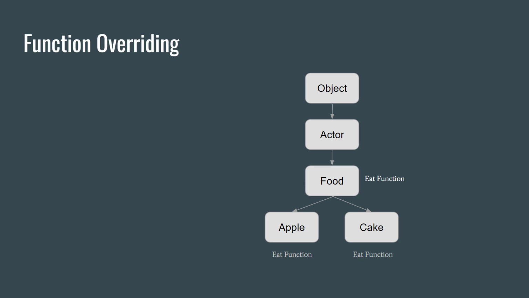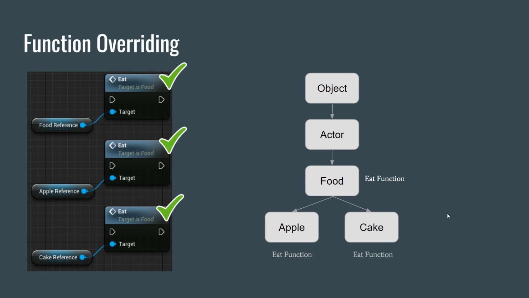And then you can also do the same thing for functions. So for example, we could add an eat function to the food class or the food blueprint, and then the apple and the cake would inherit that function as well. So what I mean by this is that, let's say you had a food reference, an apple reference, and a cake reference, and you had an eat function inside of food. Well, you could call that eat function off of the food reference, obviously, because it's the one that has the function, but you could also call it from children of it. So you could call it from the apple, and you could call it from the cake. And so if you called it from an apple, for example, it would just go up and call the eat function from the food.